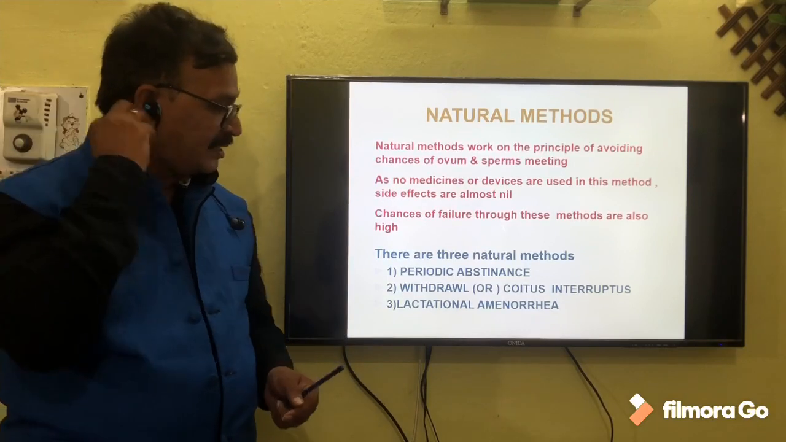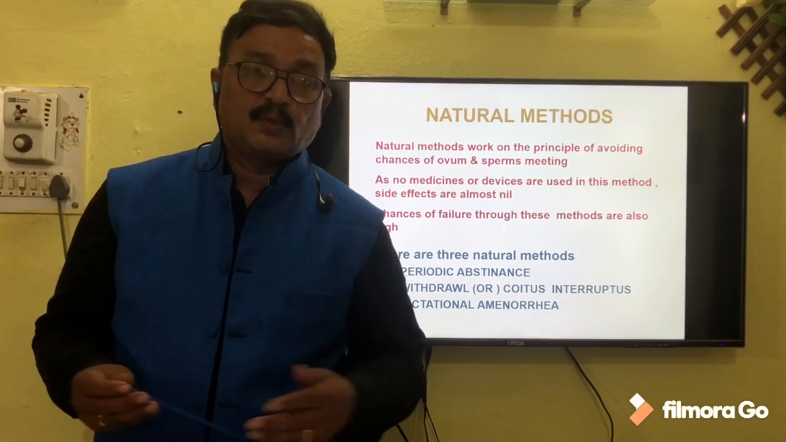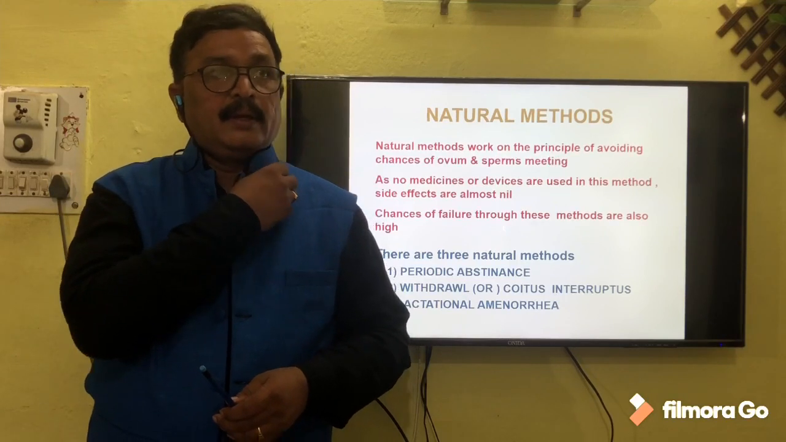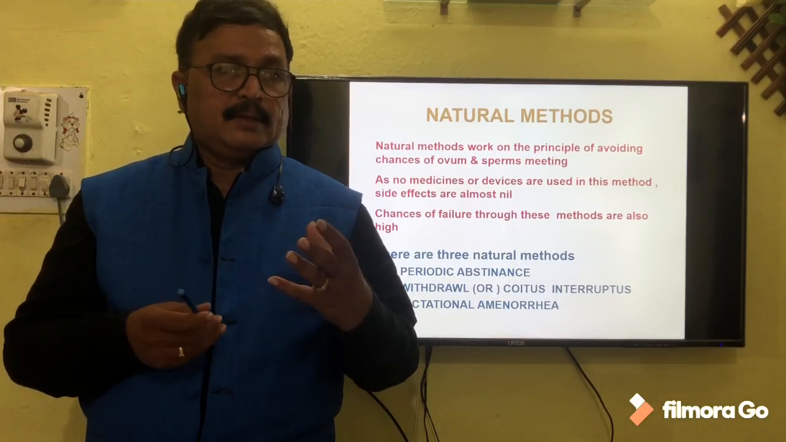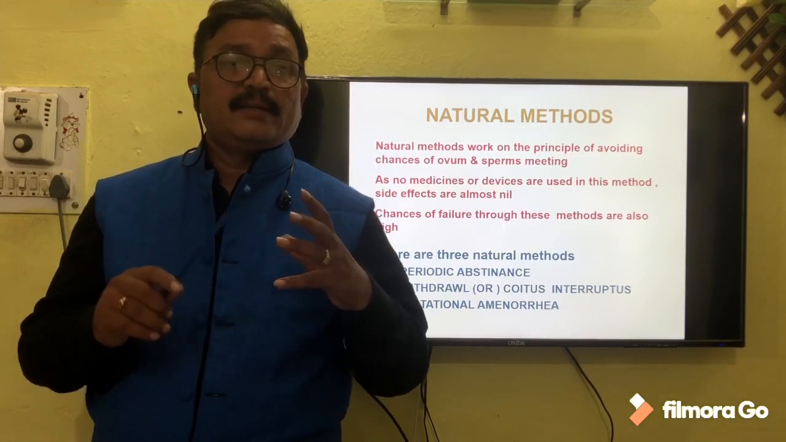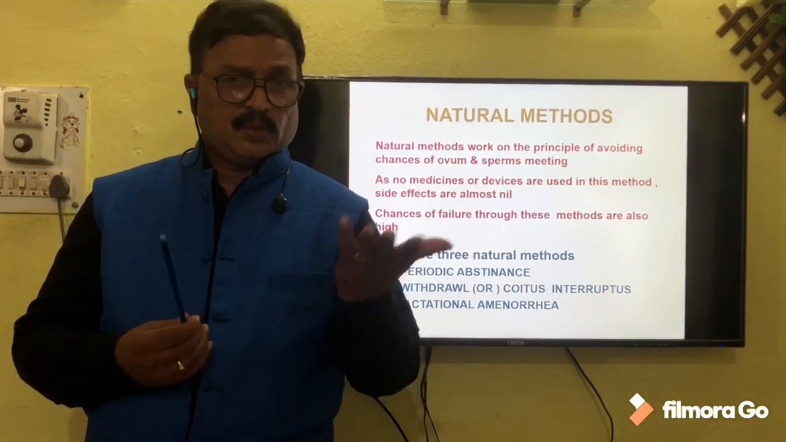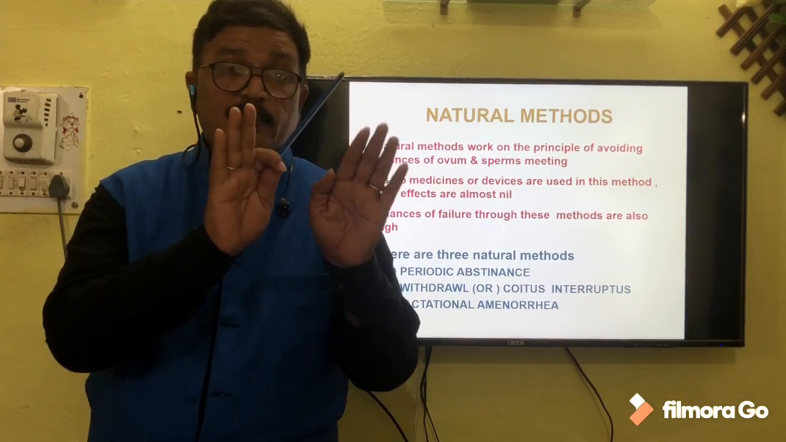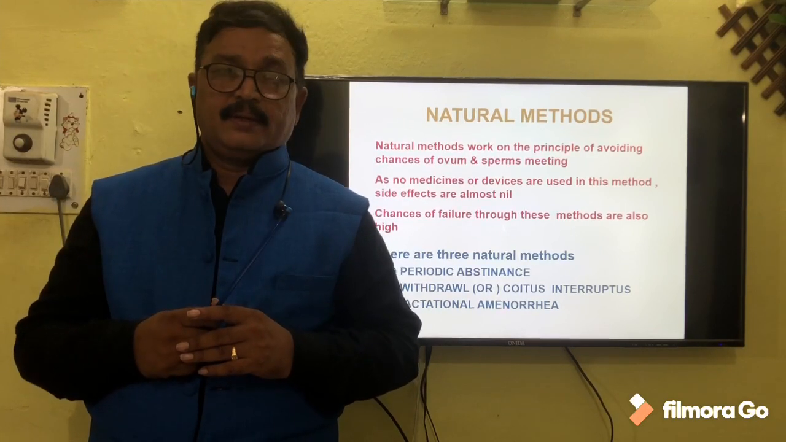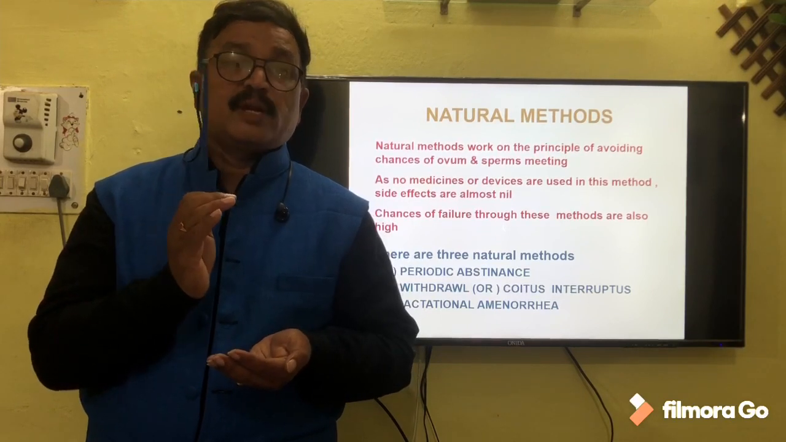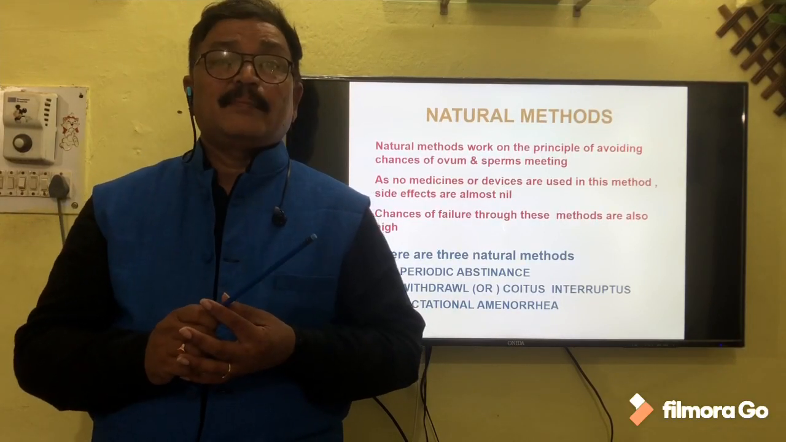Right. Now, the next one is lactational amenorrhea. What is lactational amenorrhea? See, after parturition, after giving birth to the baby, if the mother is intensively feeding the baby with milk, then certain hormones which are involved in follicular maturation and further ovulation, we know FSH and LH, will be stopped from release from the source, that is the anterior pituitary. So when the woman is feeding her baby soon after parturition, almost up to 6 months, the chances of getting pregnancy are less.